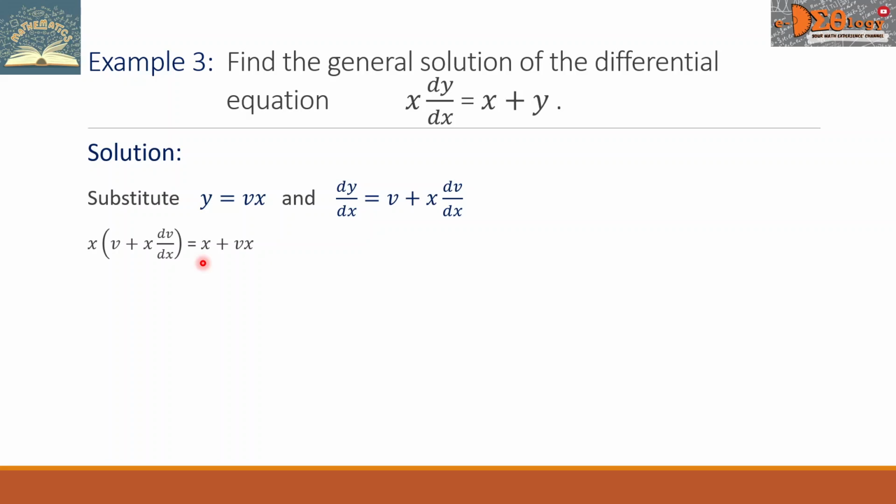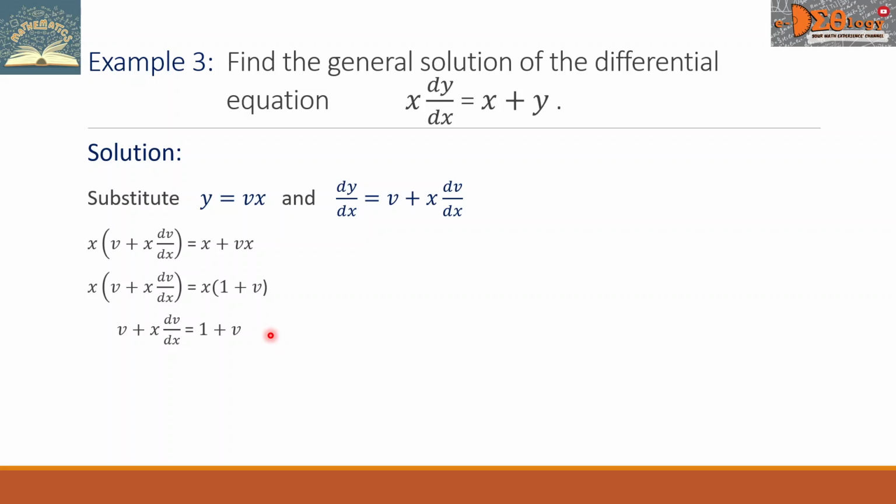vx. On the right side, x is common, so we can factor it out. So we have x times the quantity 1 plus v. We can observe that x is common to both sides of the equation, so we can divide this equation by x so that the x will be removed. The new equation now is v plus x times dv over dx equals 1 plus v.